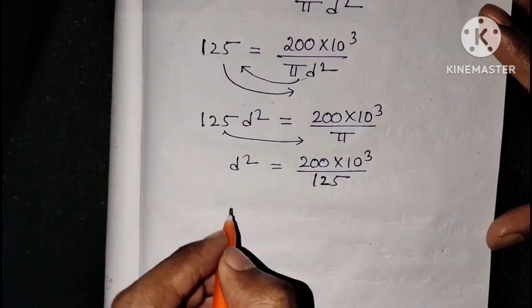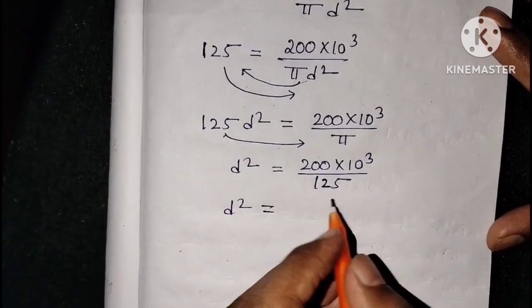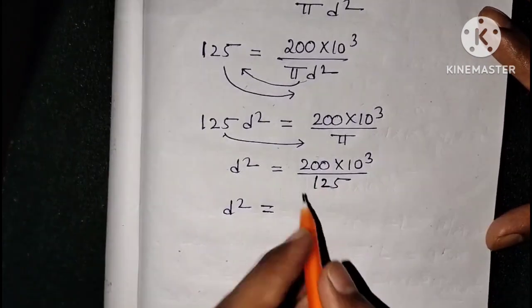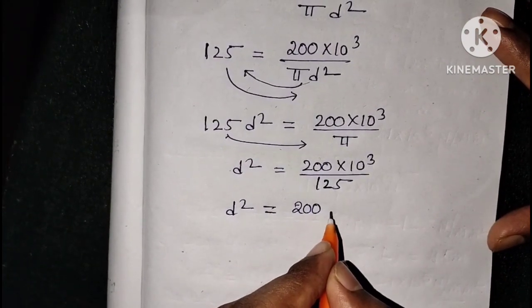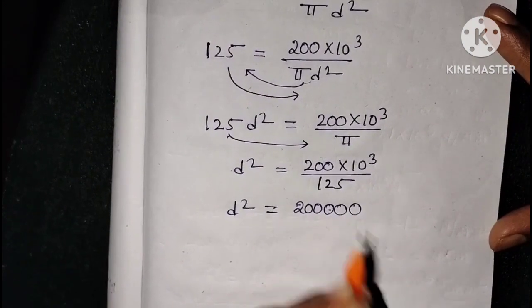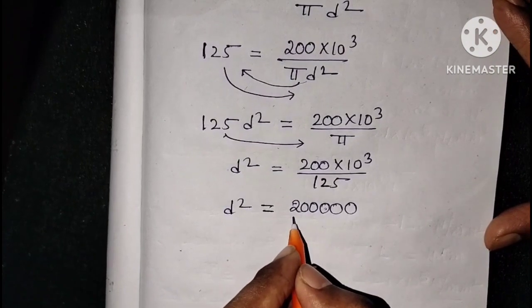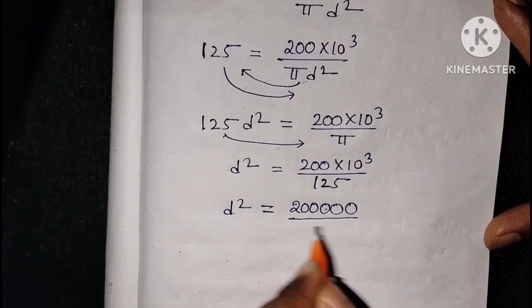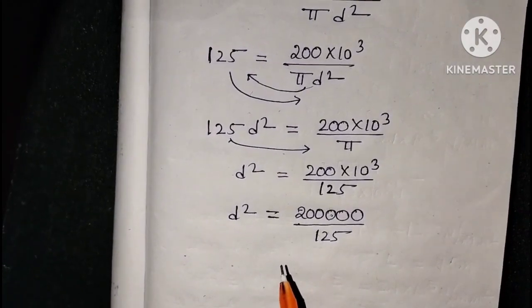So let us simplify further. d square is equal to, so here you will get 200 into 10 cube, obviously you will get 2 lakhs by 125. Now simplify this.